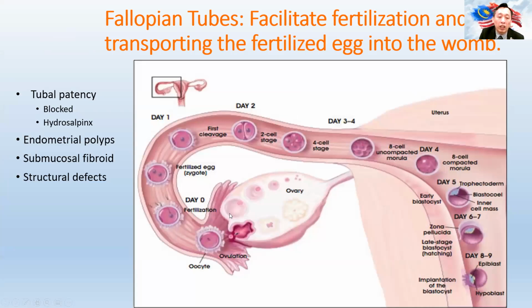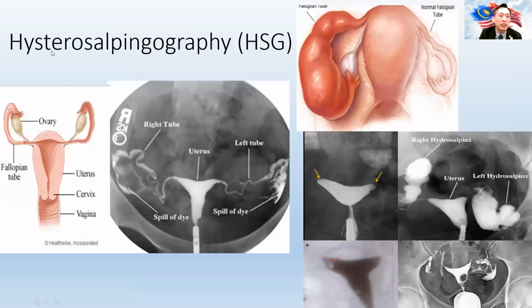So normally the fertilization happens in the fallopian tube. You can also do HSG to check the tubal patency. The general practitioner should do that also. All right, you want to know whether there's a polyp, submucosal fibroid, or a structural defect such as didelphys, bicornuate uterus, and etc. So this is how the hysterosalpingogram looks like.